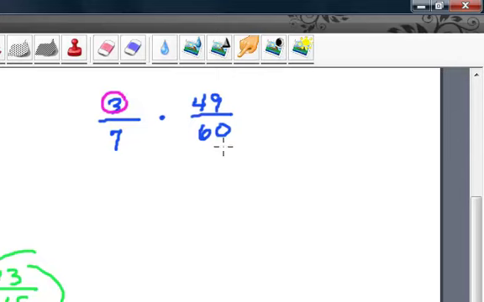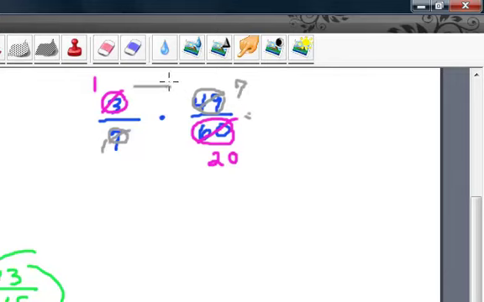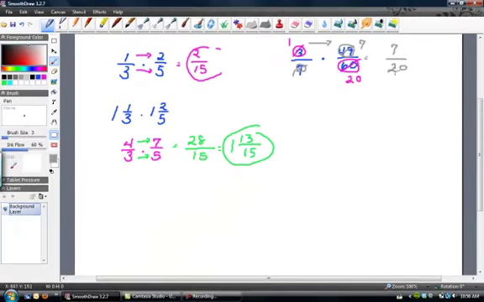So for example, 3 and 60 both have 3's in them. So 3 has 1 three in it, and 60 has 20 threes in it, so I can reduce them right now before I multiply. Same thing with these two here, 7 and 49. 7 has 1 seven in it, and 49 has 7 sevens in it. So now I can just simply multiply across. 1 times 7 is 7. And 1 times 20 is 20. So in this case, that big mess that we started with ends up reducing right down to 7/20ths without doing any math that I can't really do in my head. So that's an easy shortcut for doing multiplication when you have bigger numbers with fractions.